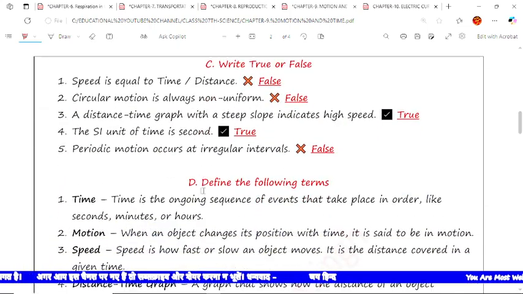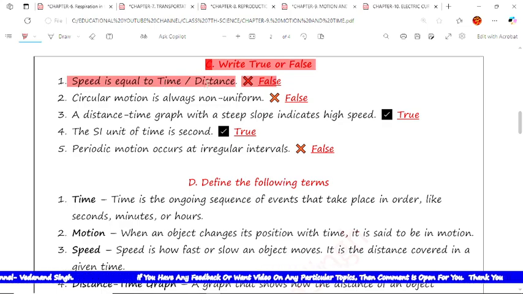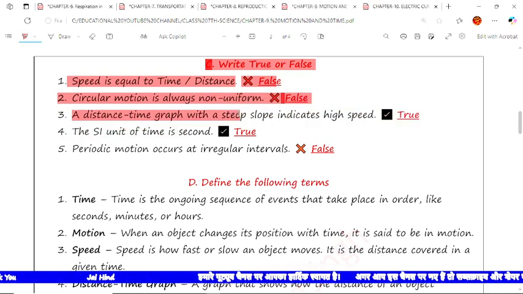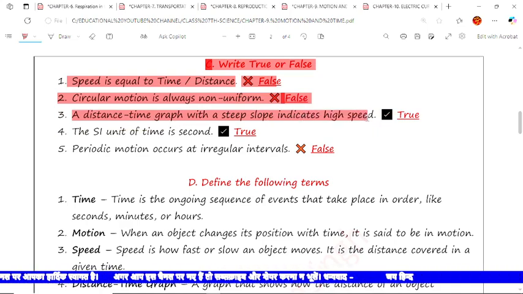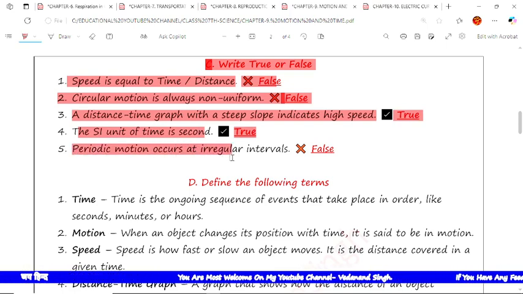So the next type of questions are true and false type questions. As per the statement, we have to write either true or false. The first is: speed is equal to distance by time. No, this is false, it is written here as time by distance, no, it should be distance by time. The next question is: circular motion is always non-uniform. No, it is false. Then: a distance time graph with a steep slope indicates high speed. Yes, true. Now the next question is: the SI unit of time is second. Yes, this is true. Now the next question is: periodic motion occurs at irregular intervals.